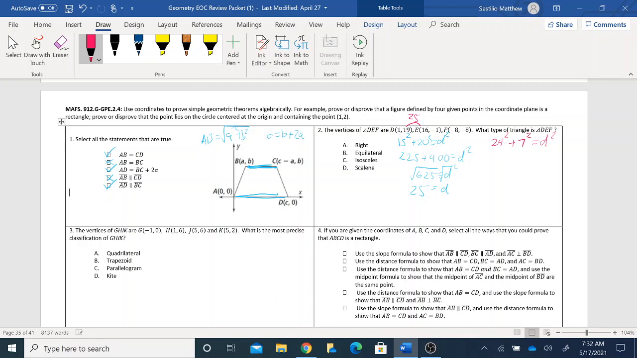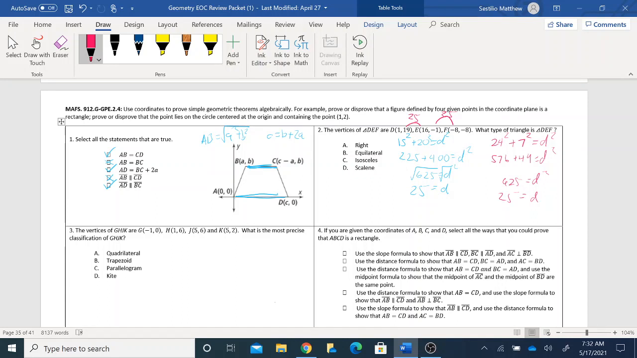24 times 24, 576. 7 times 7 is 49. Ooh, that's going to give us the same thing. This adds up to 625. Square root it, you get the distance is 25. Okay, so far we got two sides that are 25, so we're at least isosceles.